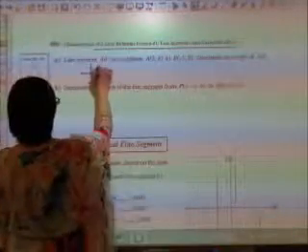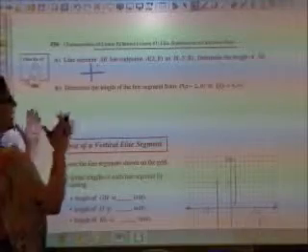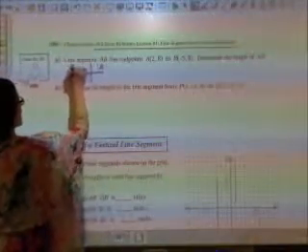Okay, so now we're going to look at class example number 1. A line segment has the following endpoints, A (2, 8) and B (-5, 8). What would be the length of AB? If I picture this on a number line, 2 and 8 would be here, and -5 and 8 is going to be over here. So there's A and there's B.